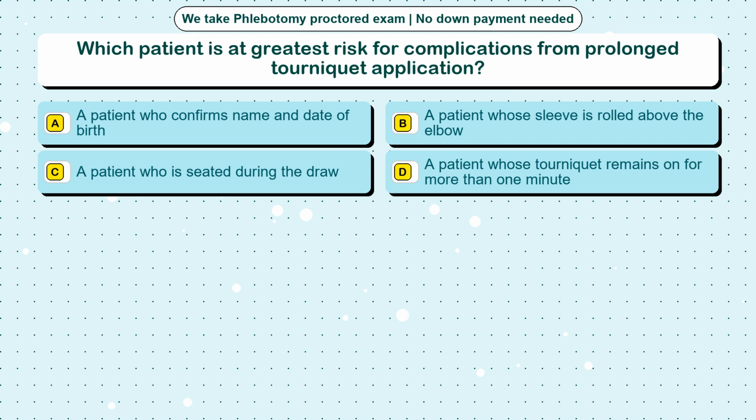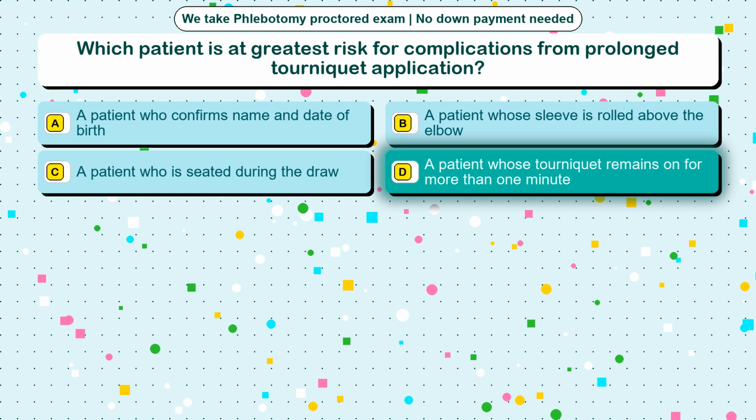Question 35. Which patient is at greatest risk for complications from prolonged tourniquet application? Option A. A patient who confirms name and date of birth. Option B. A patient whose sleeve is rolled above the elbow. Option C. A patient who is seated during the draw. Option D. A patient whose tourniquet remains on for more than 1 minute.